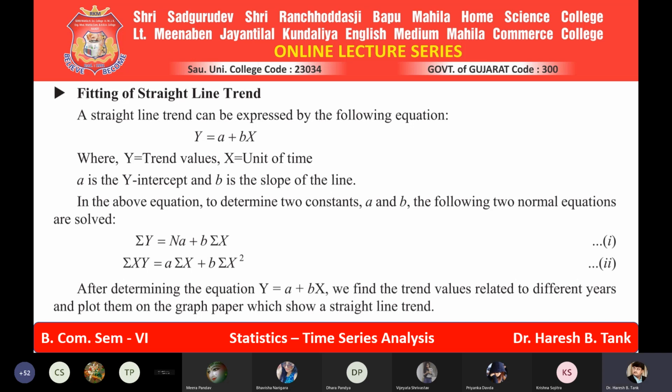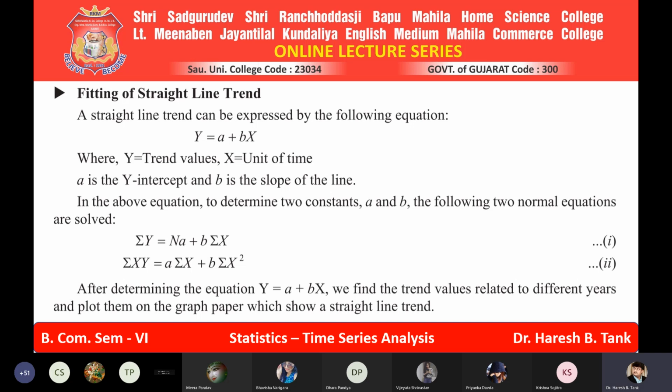That becomes our first equation. Okay, how did you find this first equation? You have simply applied summation both the sides in a standard form of a linear equation. Is it perfect?